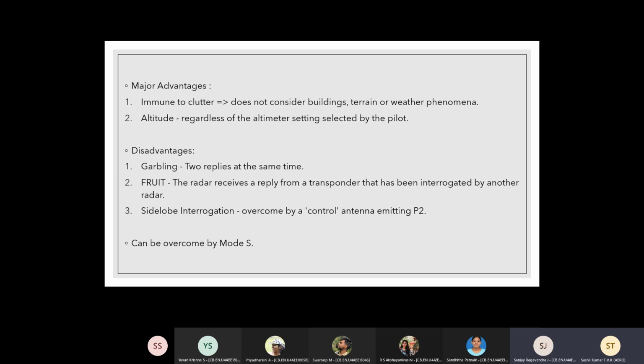So basically, what you're trying to say is it will reply only to that particular radar. Even if a second radar is coming, it's not going to reply because it knows the IC already. Yes, sir. Okay, we'll see. Slightly kind of vague.